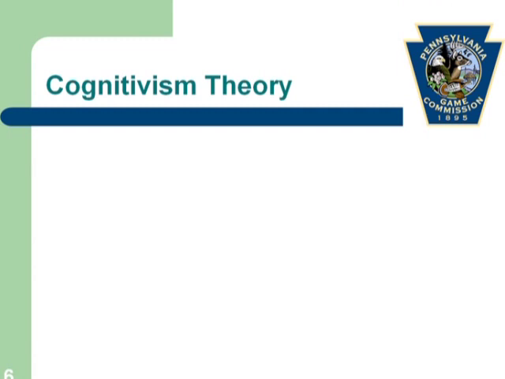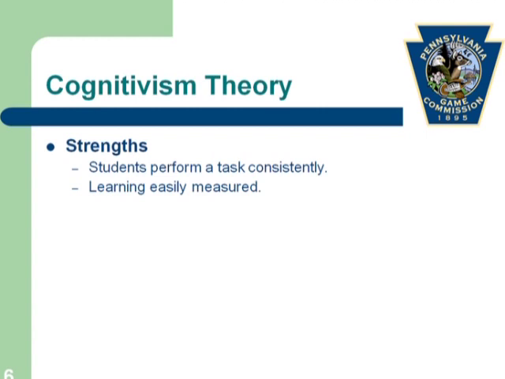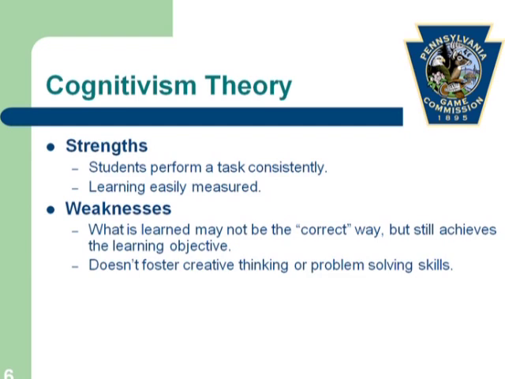Cognitivism theory. The strengths include the students perform a task consistently, and the objectives of that task are easily assessed and measured. Weaknesses include what is learned may not be the correct way, but still achieves the learning objective. Cognitivism theory does not foster creative thinking or problem-solving skills.